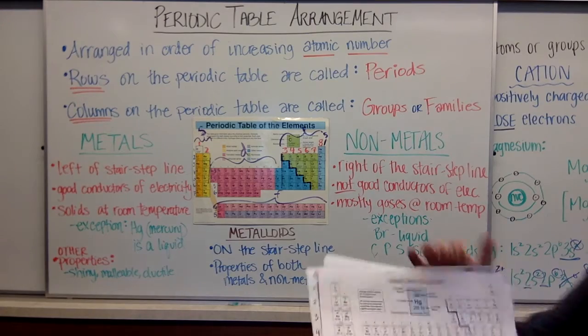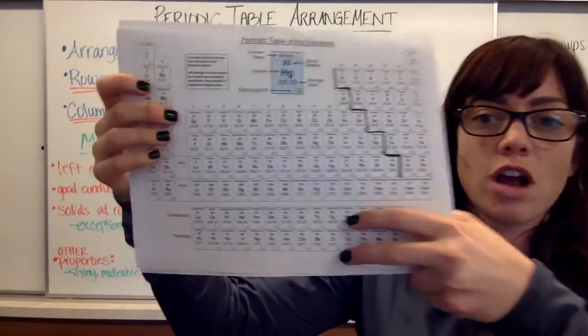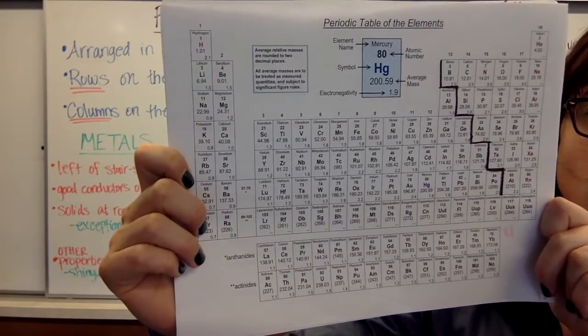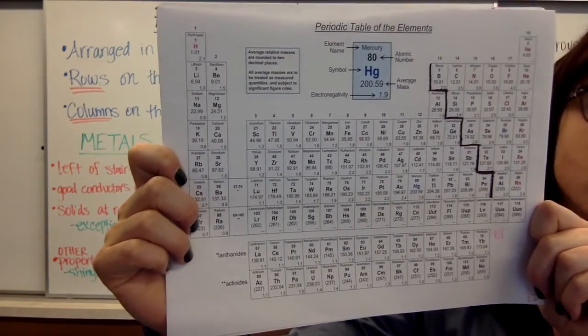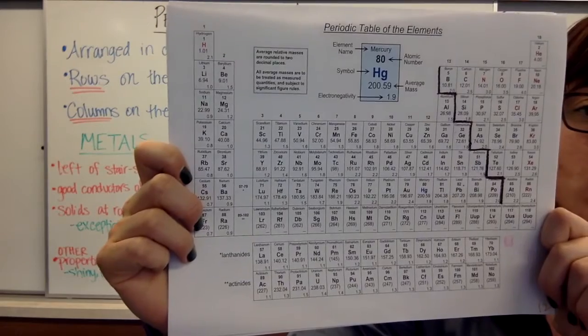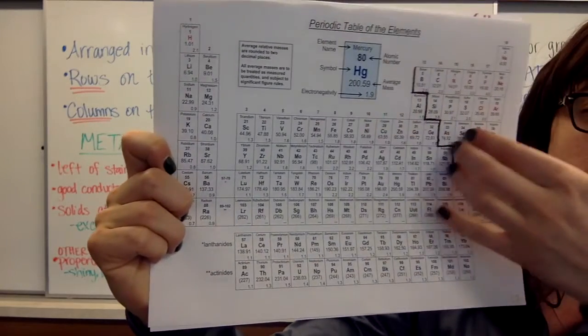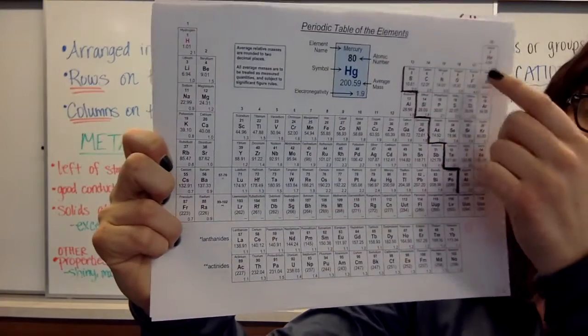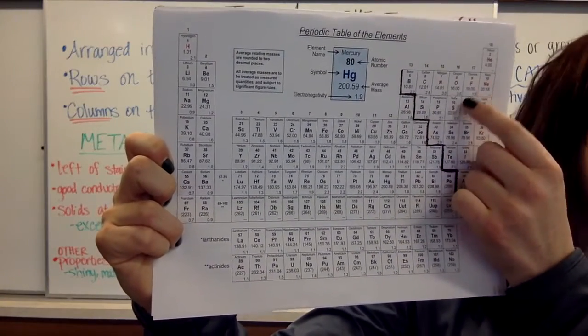All right. Okay. So next thing you should draw in is the staircase or stair-step line. You can see where that goes, and remember that divides our metals from our non-metals. So all of our metals are going to be on this side of our staircase, and all of our non-metals are going to be on this side of the staircase.